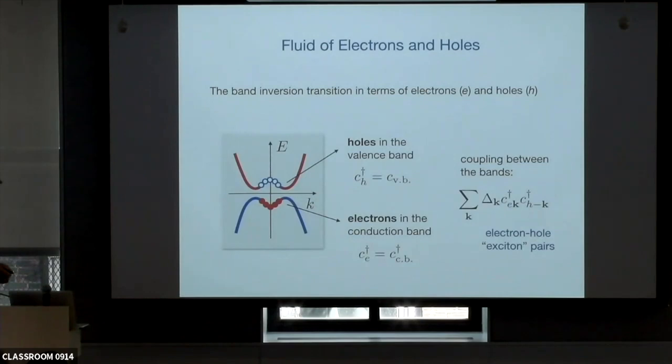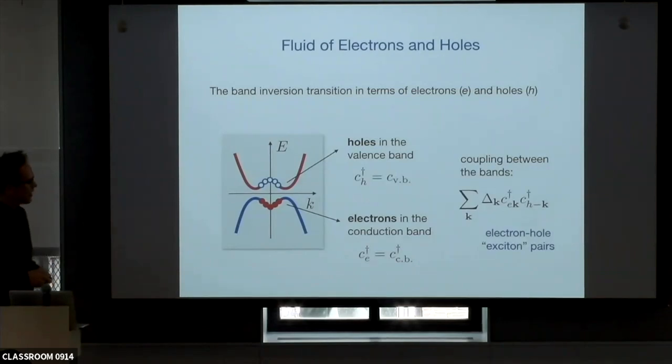So let me move to that again and begin by first considering the simple case of the transition to just a Chern insulator. And in order to do that, what I'll find convenient is to rephrase this problem in terms of electrons and holes. So what I will do is I'll say that creation of a hole is equal to annihilating a state in the valence band, and so those are holes and electrons. That is, creating a state in the conduction band is just creating an electron. So in doing this transformation, that means that the coupling between the bands takes this form in terms of electron and hole pairs. And this function delta of k here now describes the structure of this coupling.